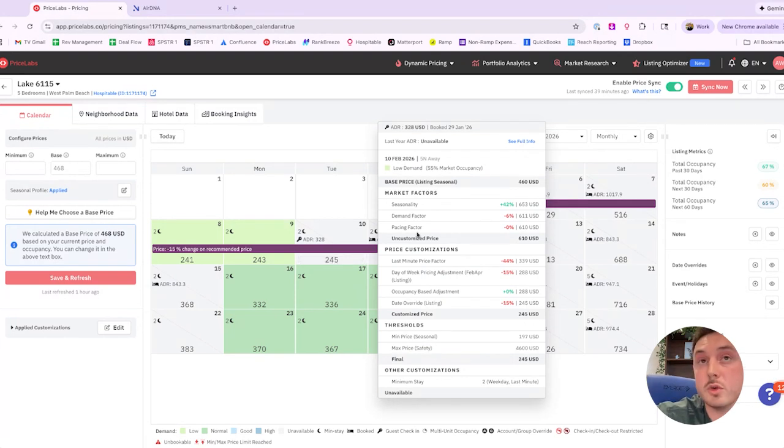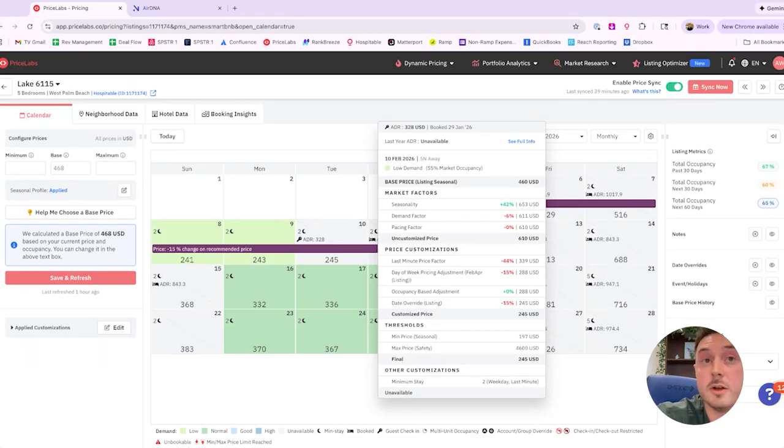This is a newer feature that PriceLabs rolled out, and I find it incredibly helpful. It gives you a little bit of information up here. When did that booking come in? So I booked these 2 days at an ADR of $328. This ADR is before any cleaning fee. It's just looking at your nightly rate. And it was booked on January 29th, so that was just about a week ago.